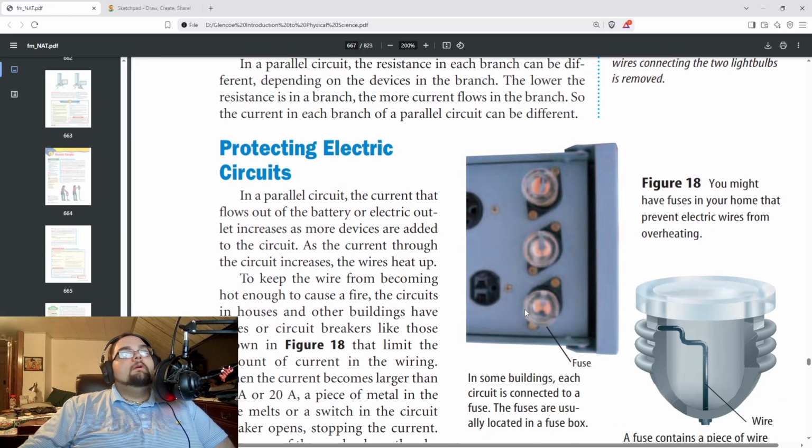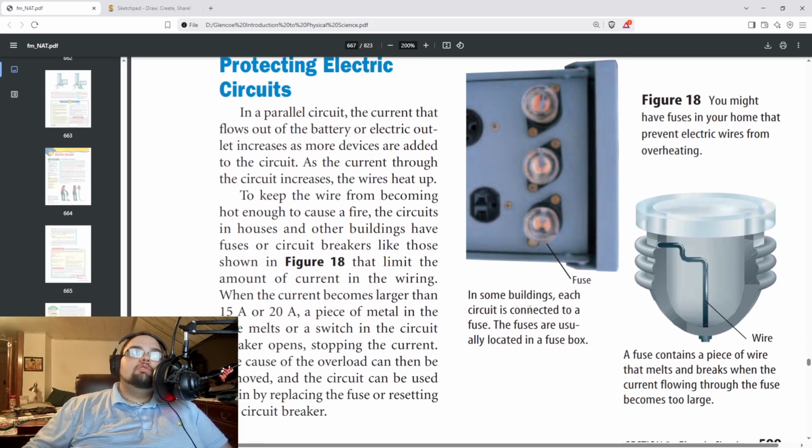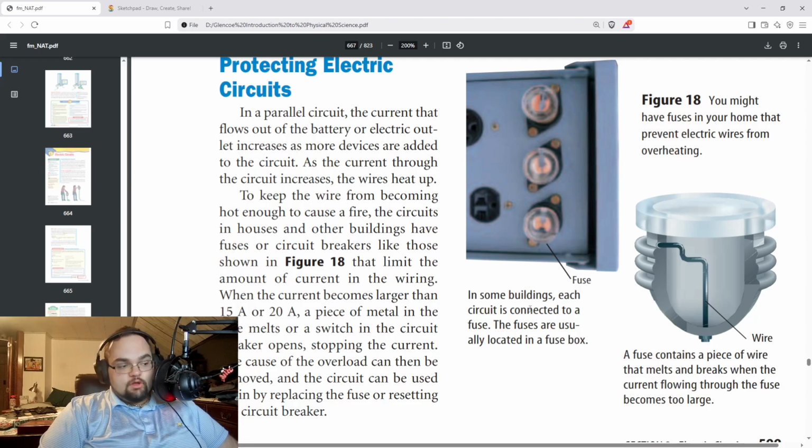Now, you may have been outside or in your basement and seen a big metal box on the wall. That may have been the fuse box. Electricity generates heat, as we know. Electricity uses a lot of power. So it's important to protect our houses from overloading on electricity so they don't get burnt down.